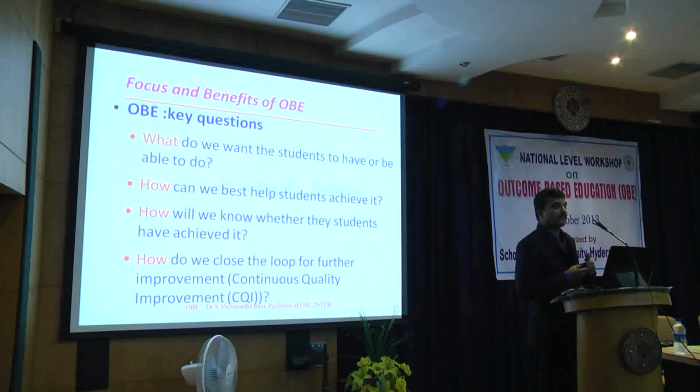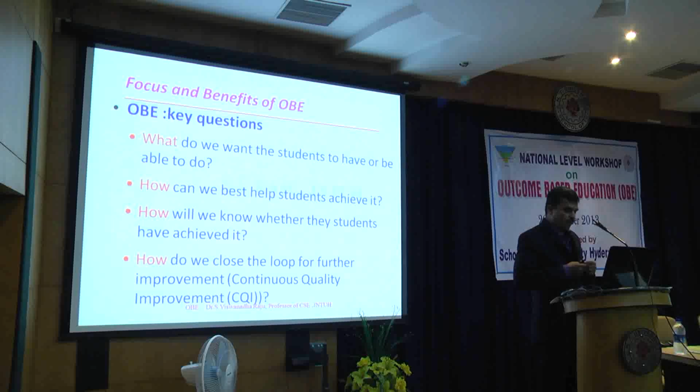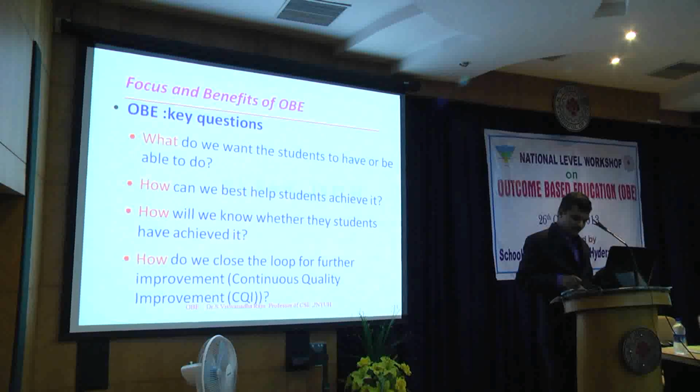By taking the information of the past 5 years only, then it is possible to evaluate or assess it. And how do we close the loop for further improvement? That means continuous quality improvement. So we need to go further. To improve quality, we take feedback from different sources, that means from different stakeholders.